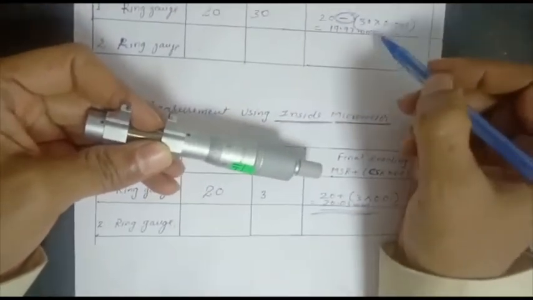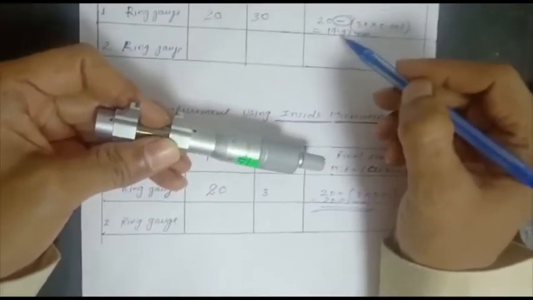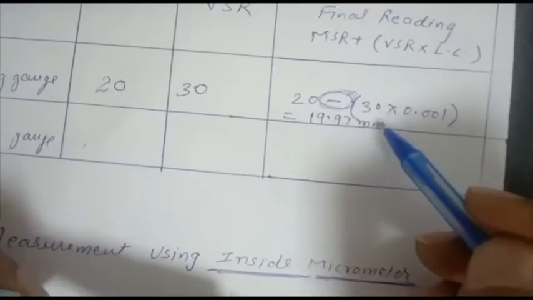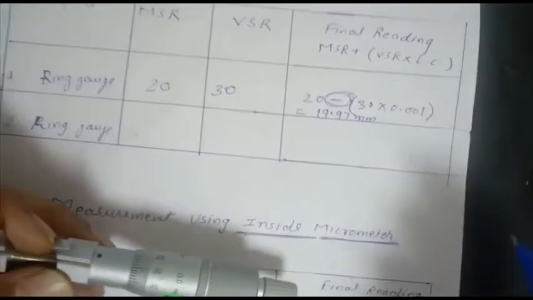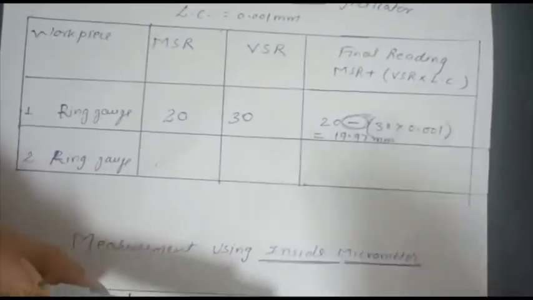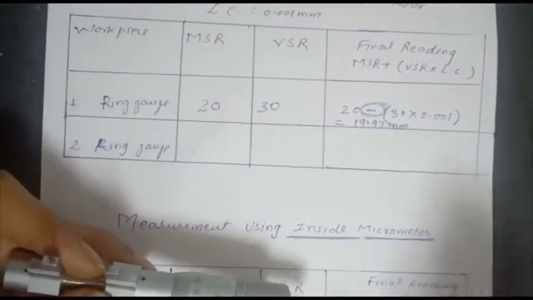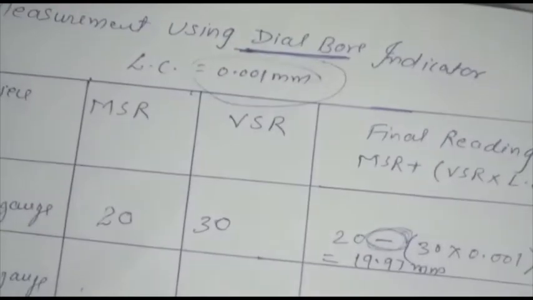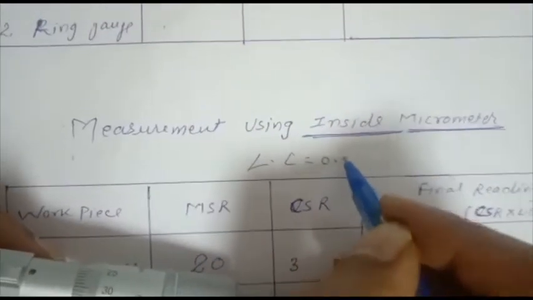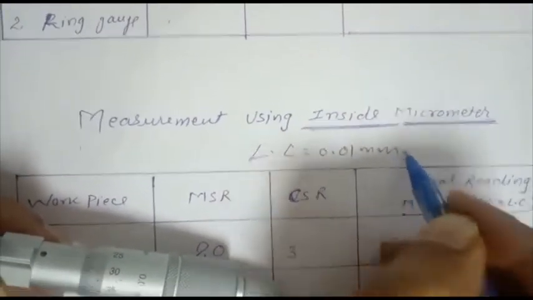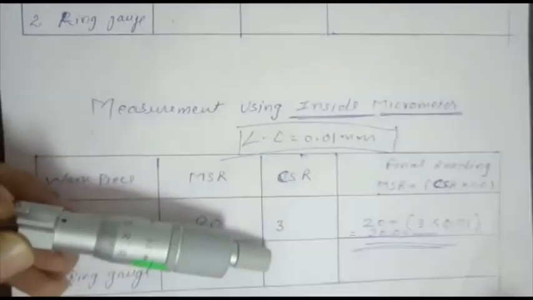When I measure with the micrometer, I get a reading of 20.03, and when measuring with the dial bore indicator, my answer is 19.97. So I can say that the dial bore indicator is more accurate, as its least count is 0.001 mm, whereas here the least count is 0.01 mm. You can see the difference also. In this way we can measure. Thank you friends.